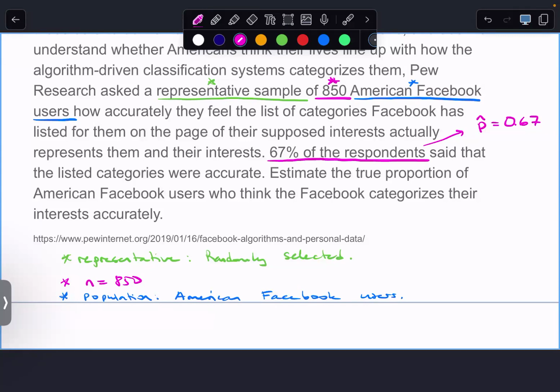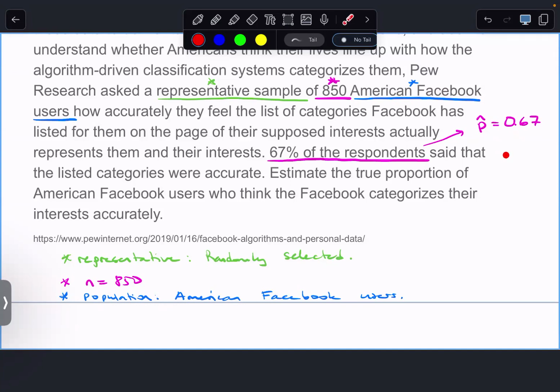Now it's important. So p's, which are what we're dealing with, are proportions, which means they have to be between 0 and 1. Often we report proportions as percentages just because they're easier to read and a little bit cleaner. But you have to convert them to decimals right away in order to do any math. So now this is our point estimate, our best guess at how the general population of American Facebook users feel.